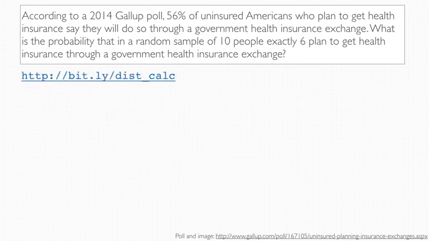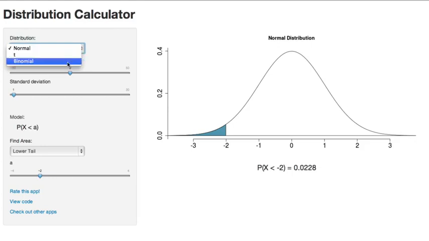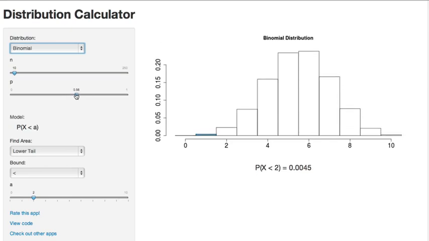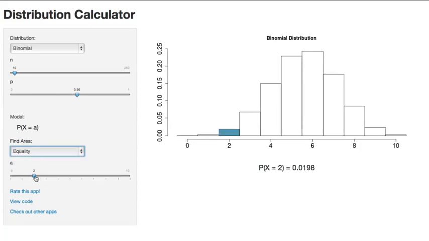Using the applet, this is going to be pretty simple to calculate. So let's take a look at how we can do that. We have a binomial distribution, so we're going to select our distribution to be binomial. Our sample size is 10, and our probability of success is 0.56. We're looking for an exact probability, so we're going to pick equality here of exactly 6 successes.